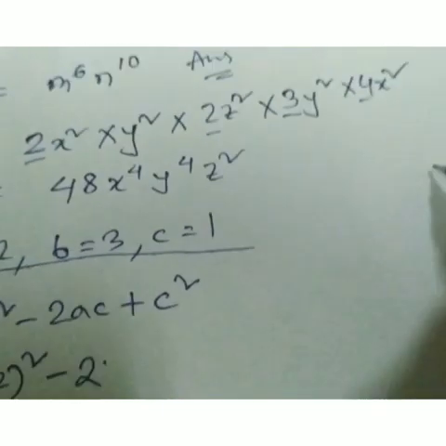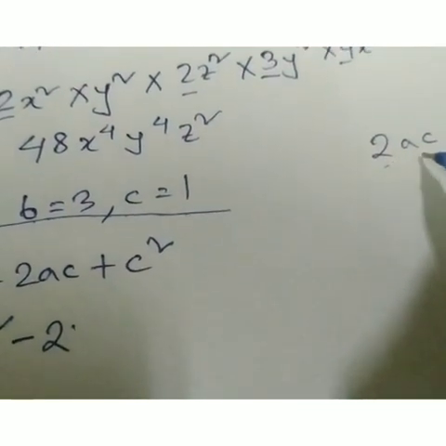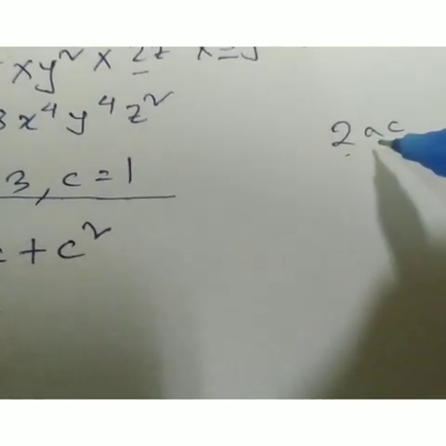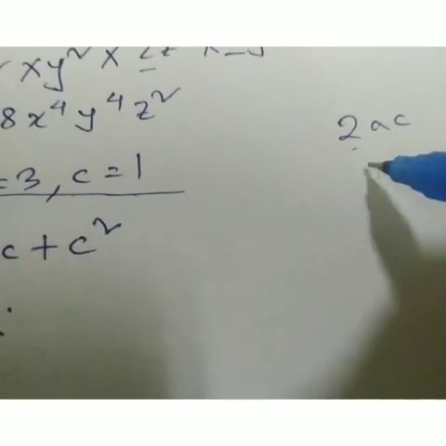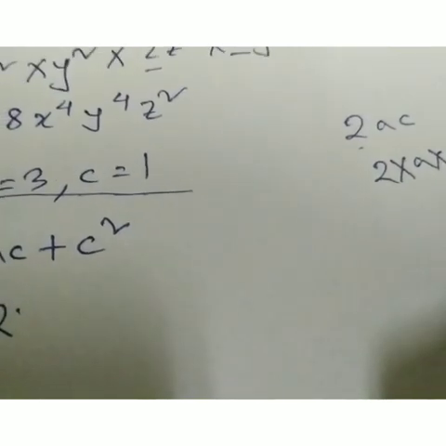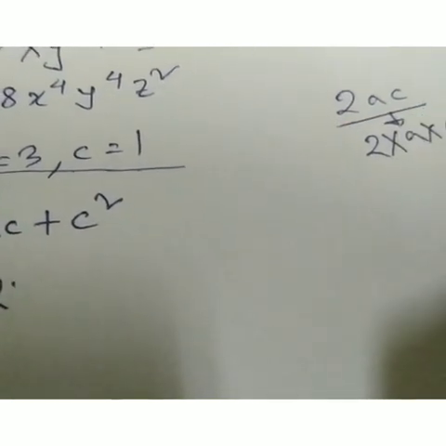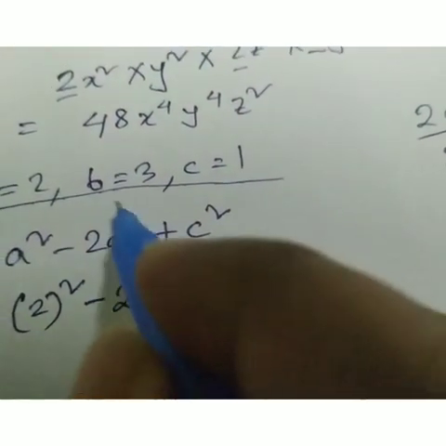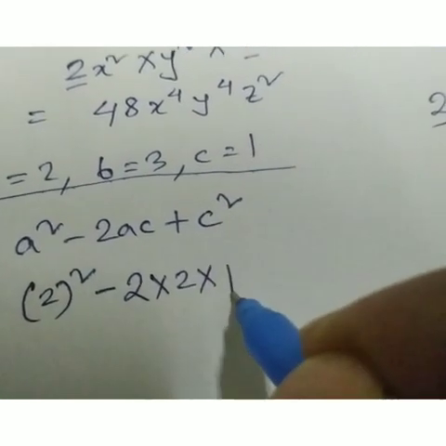Whenever you see 2ac, or any number and alphabet together, you need to always remember that these are in the multiplied forms. So 2ac means 2 into a into c. So 2 into a is what? 2, and c is 1.